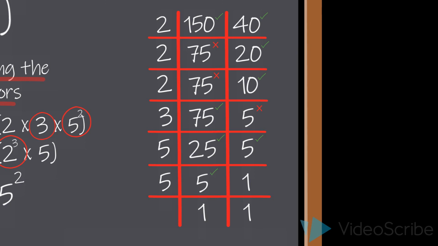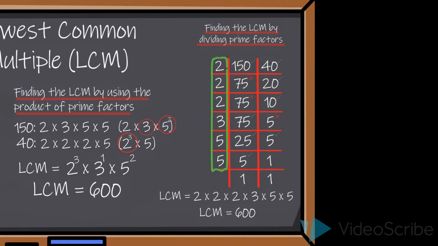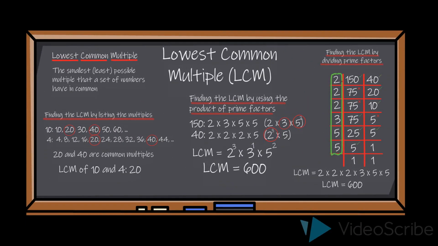Now we have both numbers reduced to 1, and if we take the product of our left column, we will have our LCM. 2 times 2 times 2 times 3 times 5 times 5 equals 600, which is the LCM of 150 and 40. Well, hopefully this video helped you learn more about what the lowest common multiple is and 3 different methods to find the LCM in a group of numbers.